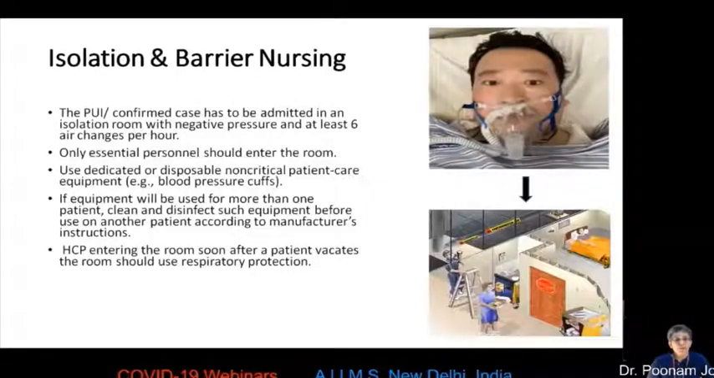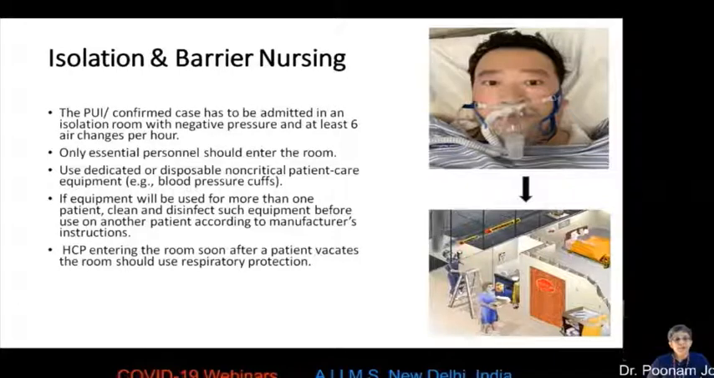Now we move on to the nursing care. While providing nursing care to these patients, we have to observe barrier nursing. Barrier nursing is a special kind of nursing provided to the patient so as to protect the healthcare professionals from acquiring the infection with which the patient has been admitted, and further to prevent the spread of infection from one person to another. The patient under investigation or a confirmed case has to be admitted in an isolation room with negative pressure, and at least 6 to 10 air exchanges should take place per hour.